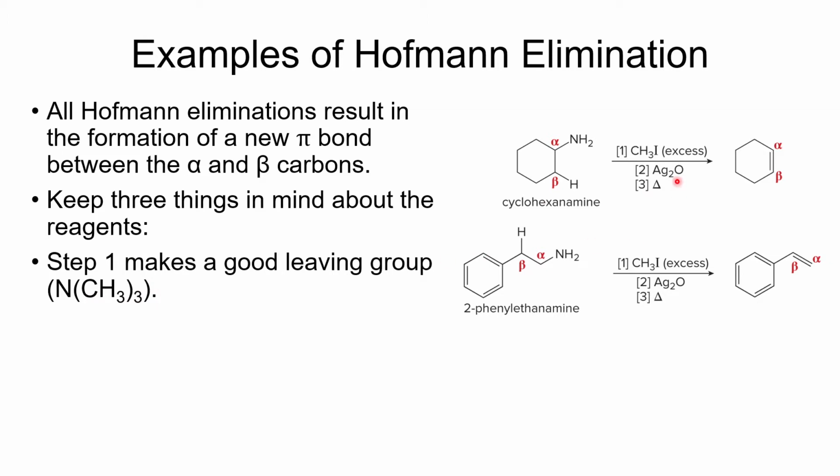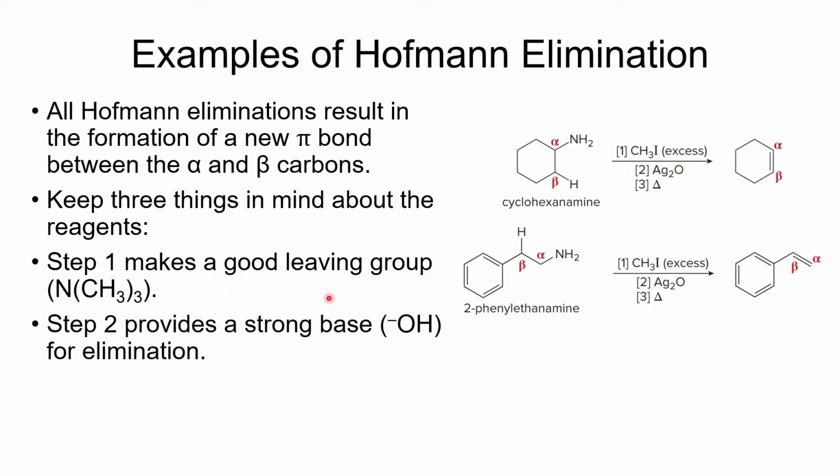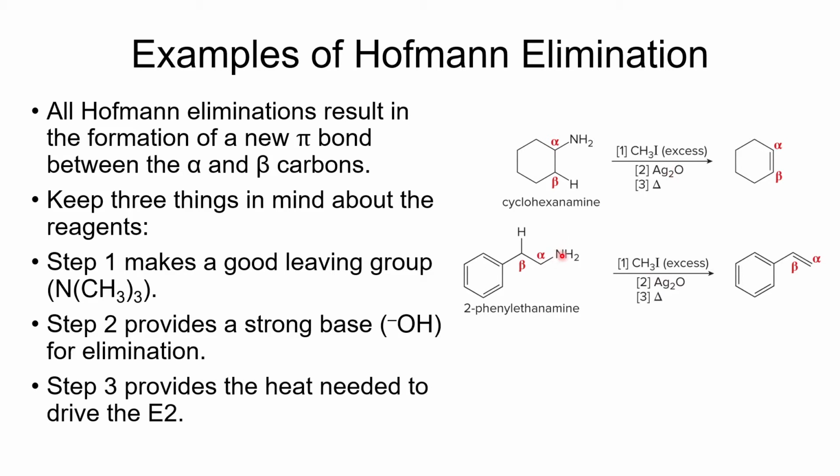leaving group. We're going to react the silver oxide with the iodide, and then that will create hydroxide as a strong base that is part of the salt, all there, ready to do elimination. And then we add heat to do the final step of the elimination. Without the heat, it doesn't happen because we need that heat to take advantage of our increase in entropy caused by this reaction. So that gives us our product.